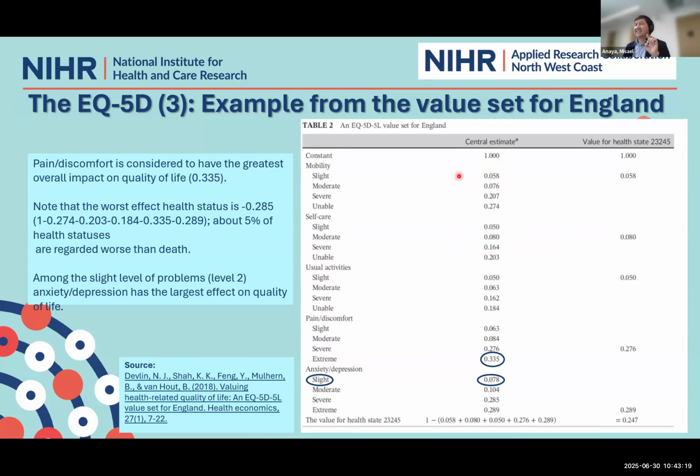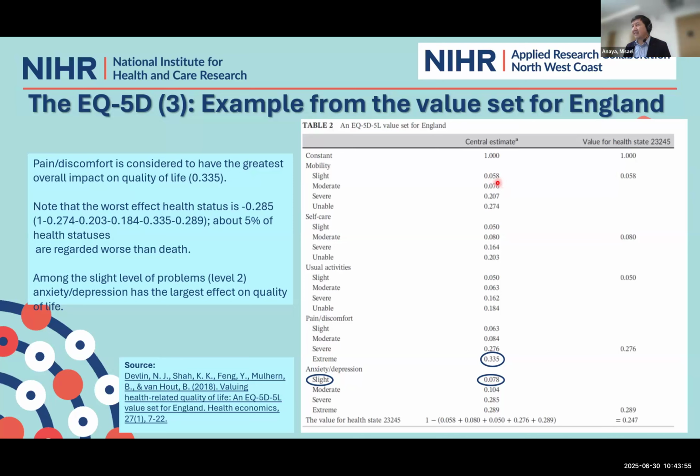Okay, let's read the first line. Let's say I answer, I have slight problems in my mobility. This 0.058 means if I have this health state, I will have a 5.8% reduction in my health. That is what this means. If I tick slight problems in mobility, this will mean a 5.8% reduction in my quality of life.